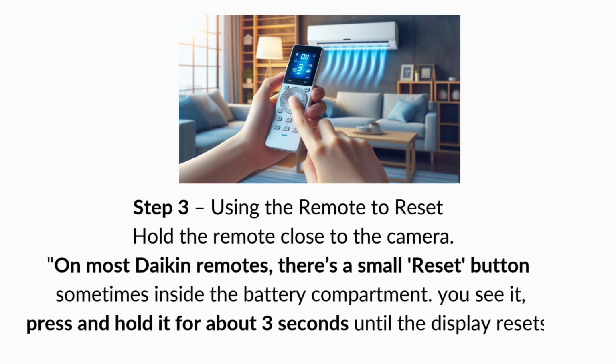Step 3. Using the remote to reset, hold the remote close to the camera. On most Daikin remotes, there's a small reset button, sometimes inside the battery compartment. You see it? Press and hold it for about 3 seconds until the display resets.